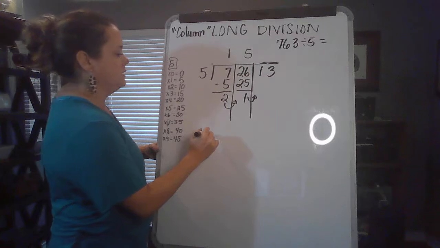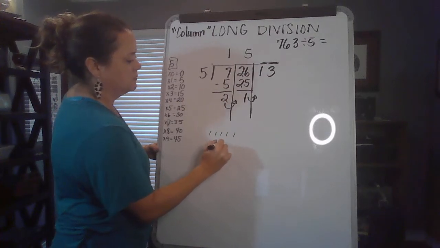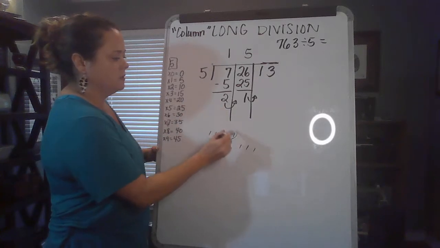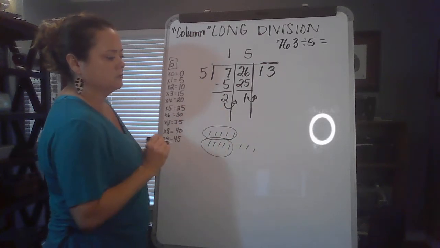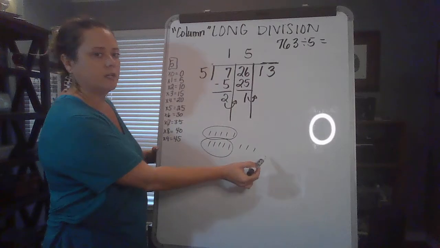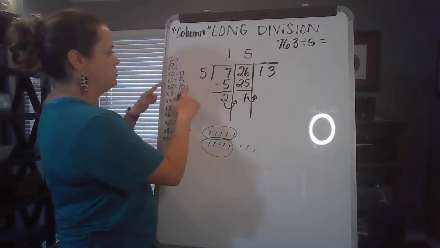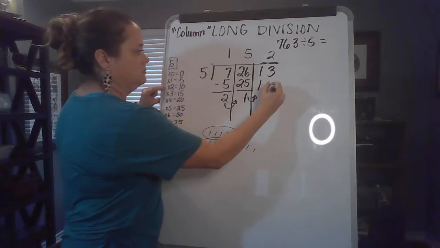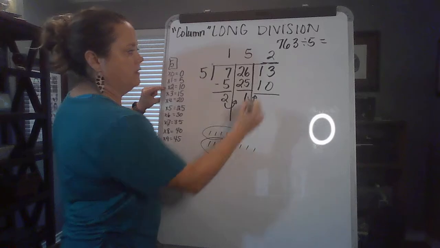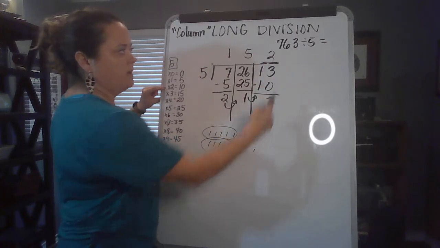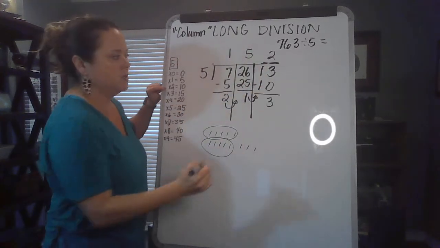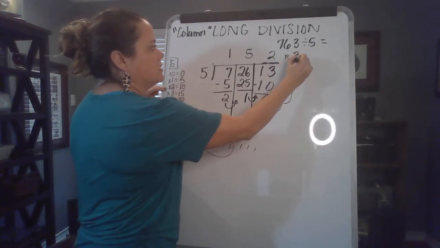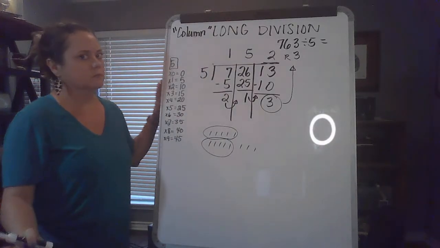Again, I have 13 things, and I'm going to make groups of 5. 1 group, 2 groups, and I have 3 left over. I don't have to make another group yet. So 5 times 2 groups gives me 10 items I circled, and I have 3 left over. I have no other numbers to give anything to, so this number becomes my remainder. Remainder 3.